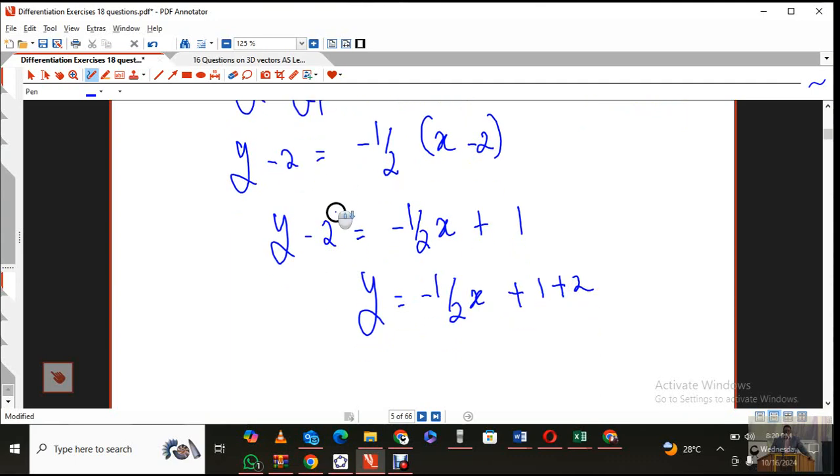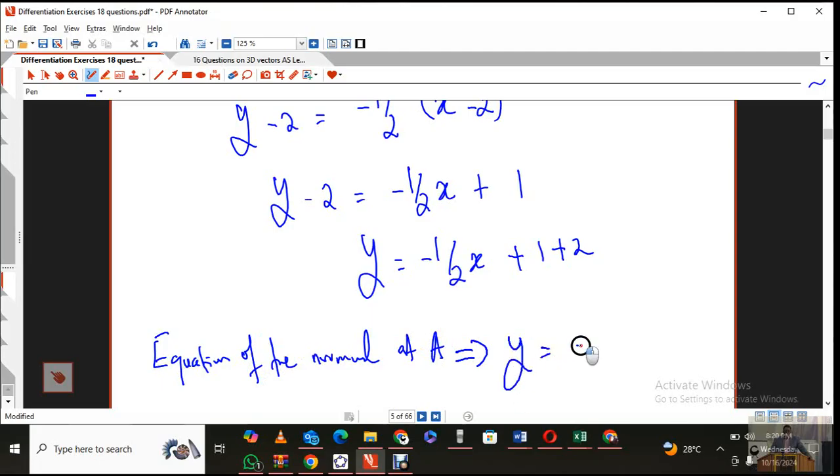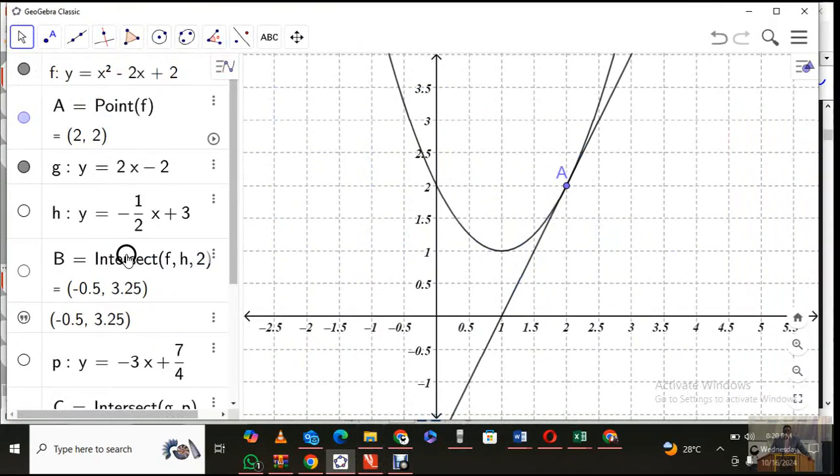So the equation of the normal at point A is going to be y equals -1/2x plus 3. And you would see that I have done that because I felt like, let me introduce the graph. So here is the equation of the normal. So once you see that, the angle that is formed here is going to be 90 degrees.